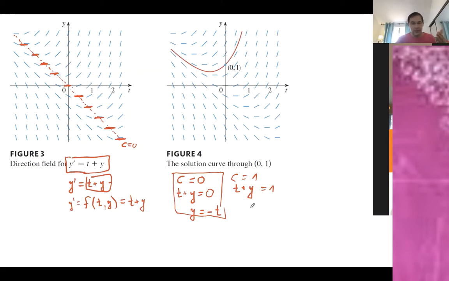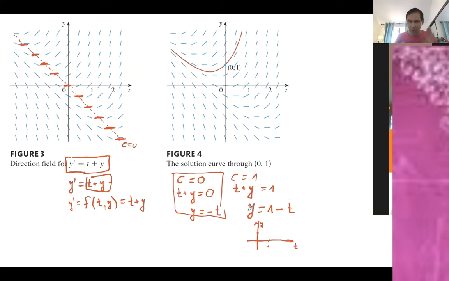Okay, so let's see what this line looks like. This is the line y equals one minus t. Okay, so let me sketch the graph, y equals one minus t. This is the t-axis, this is the y-axis. For example, when t is equal to zero, then y is equal to one, and let's say t is equal to one. Okay, a question for you. If t is equal to one, what is the corresponding y?